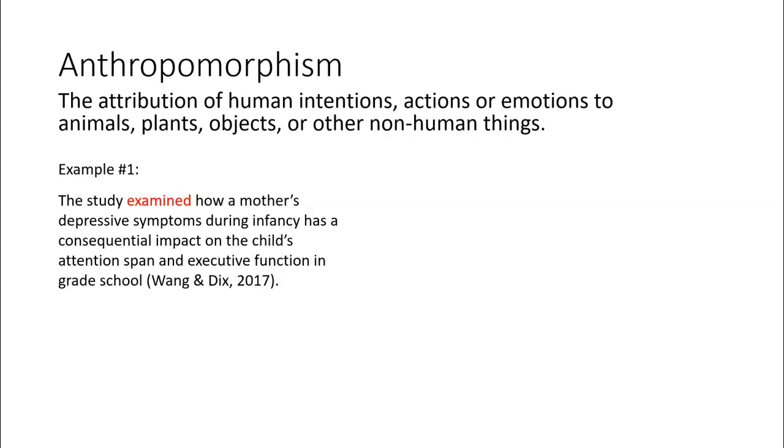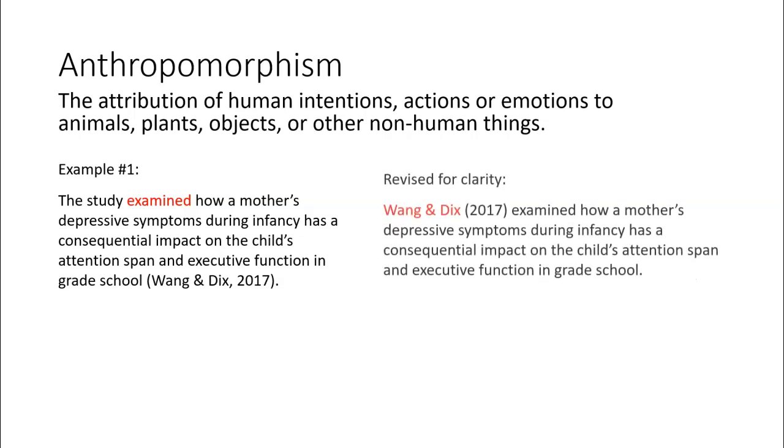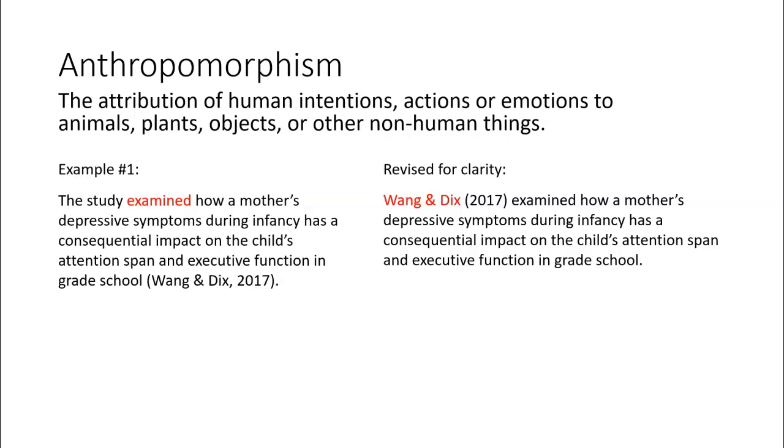So we know that a study in and of itself, an article, cannot examine anything. That is a human characteristic that a study cannot do, but humans can do that. Humans can examine. So one trick around anthropomorphism is to use that narrative citation. For example, Wang and Dix, who were the authors of this article that you're paraphrasing here, can examine. So just use that narrative citation, and it removes the anthropomorphic writing.